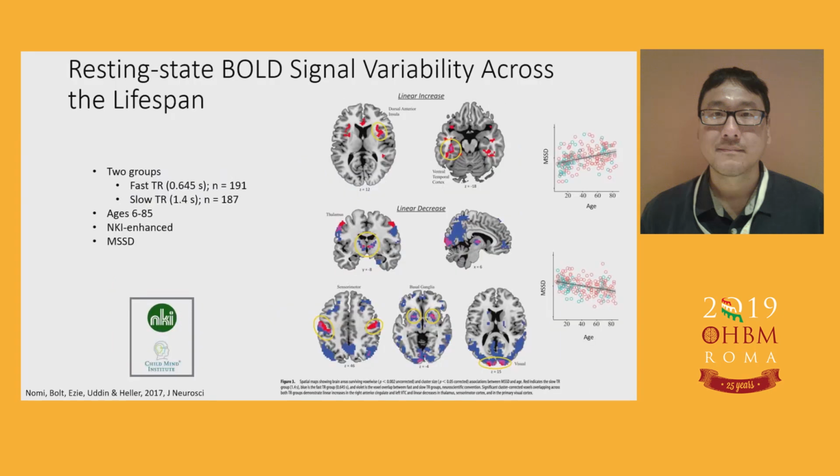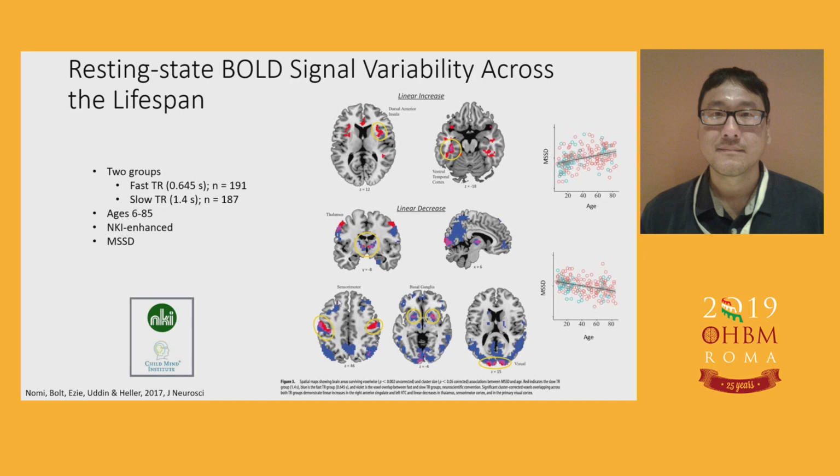This is a resting state study that our lab carried out. We looked at bold signal variability and how it changes across the lifespan, and we used the NKI data. We had 2 groups, a fast TR group and a slow TR group. We calculated voxel-wise MSSD and used a standard GLM model with age as a dimensional predictor. Right here on the right, the blue is the fast TR group, the red is the slow TR group, and the violet is the overlap between the two.